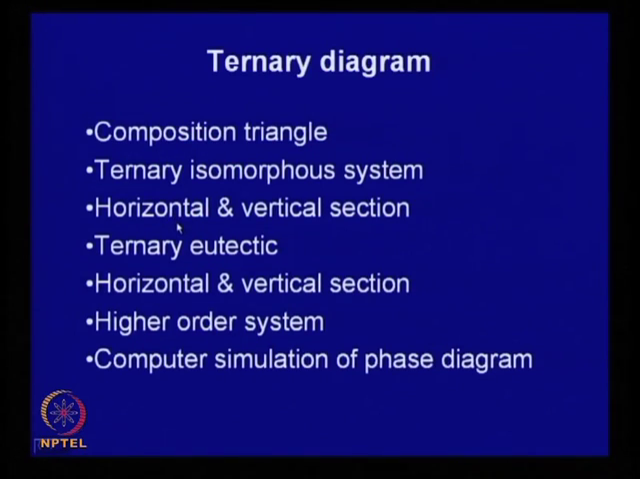This is done through different sections, like horizontal and vertical sections. We will look at one ternary system where we have a eutectic reaction, or ternary eutectic. We will look at horizontal and vertical sections of this ternary eutectic system, and from this we will see the complication: if you go to higher order, it will be impossible to represent it in 2D. There the only way we can extend or understand phase equilibria is through mathematical models or computer simulation. So, this is what we are going to cover today.